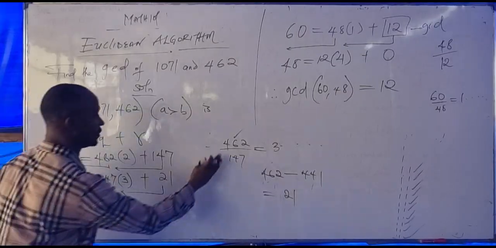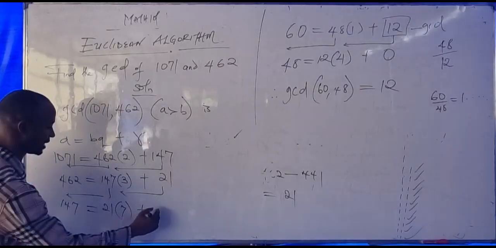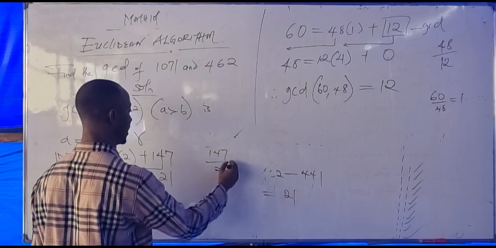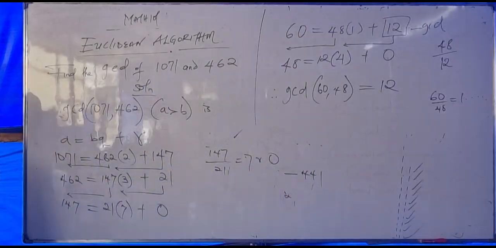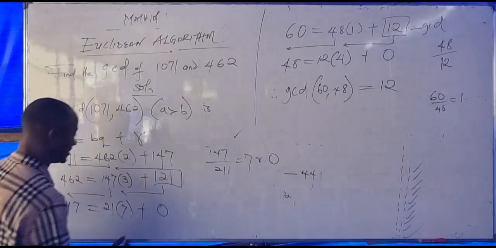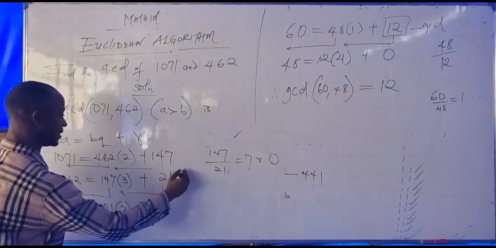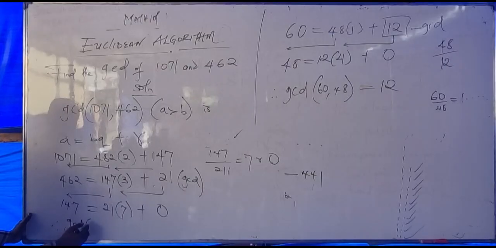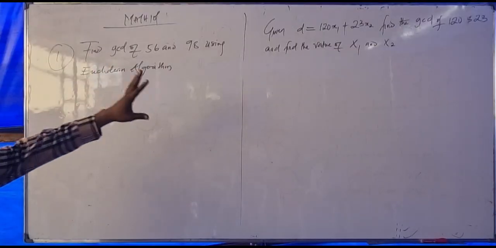What will be your quotient? 7. Remember, remainder 0. Hope you know why. When you divide 147 by 21, we got 7. Remember, remainder 0. So what do you think is our GCD? 21. Therefore, our GCD is 21. Therefore, GCD of 1071 and 462 is equal to what? 21.